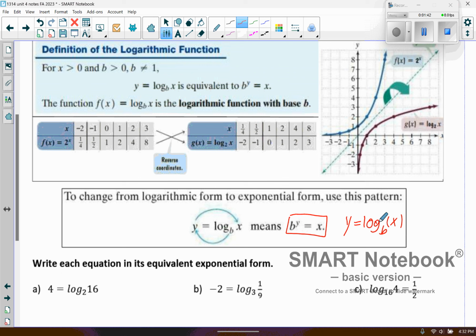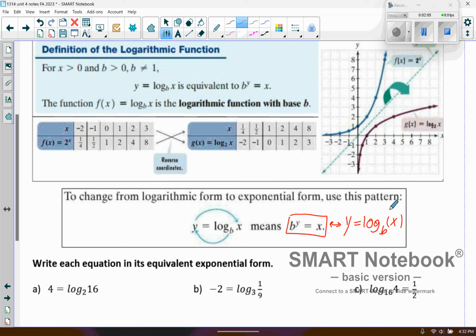Now you might be thinking, okay, what does log base b of x mean? All that really means is what we have right here. These two notations are actually the same thing. It's just in a format where we can have y equals. You're still asking yourself, b to the power of y equals x.